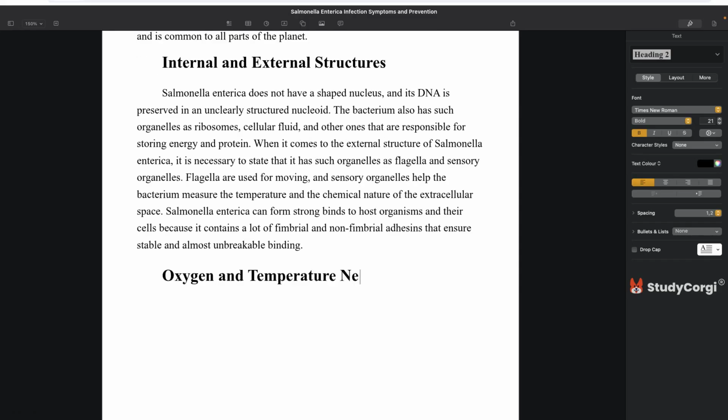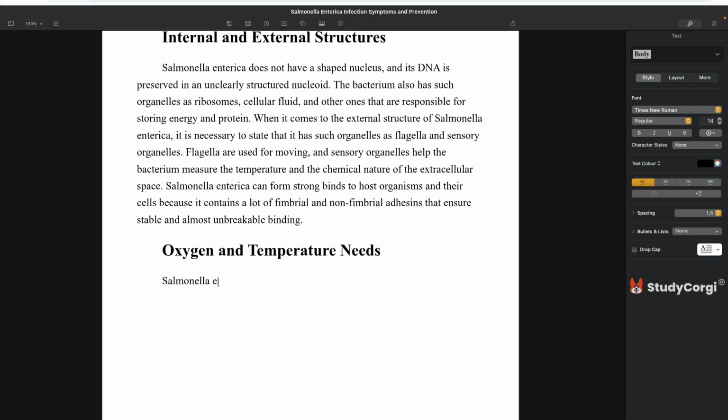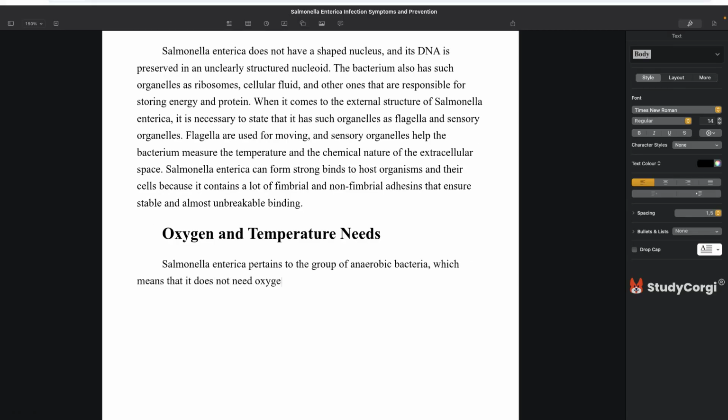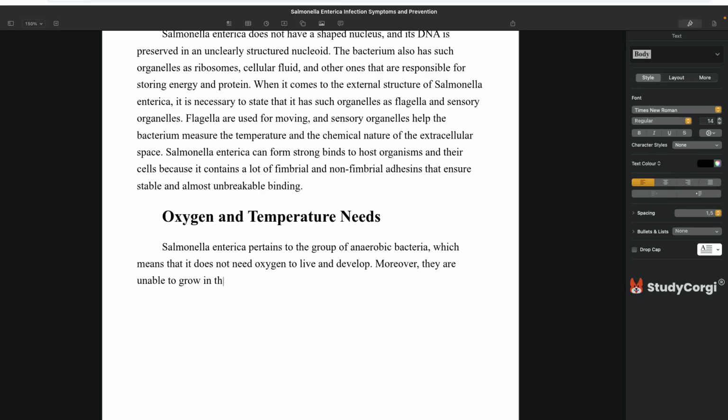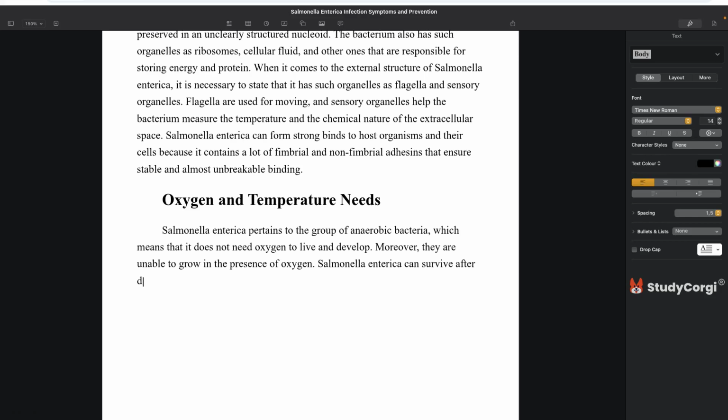Oxygen and temperature needs. Salmonella enterica pertains to the group of anaerobic bacteria, which means that it does not need oxygen to live and develop. Moreover, they are unable to grow in the presence of oxygen. Salmonella enterica can survive after drying and may live in dry places and food for years.